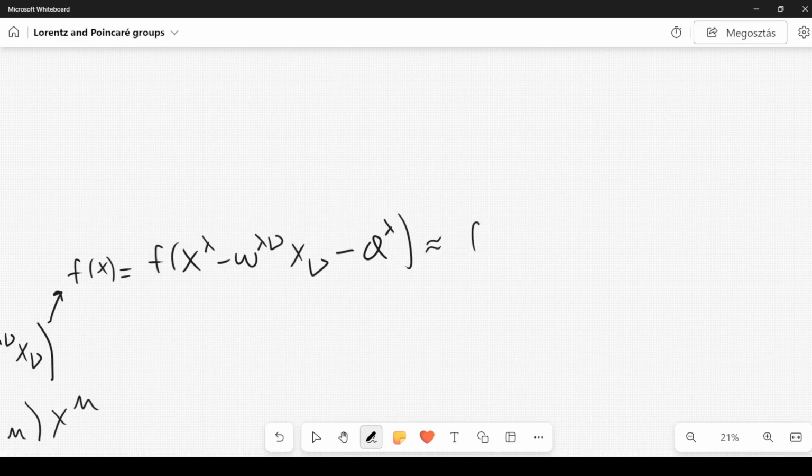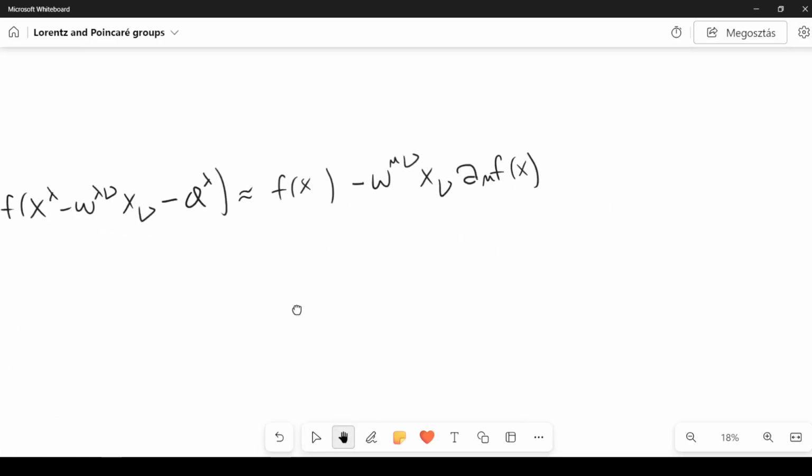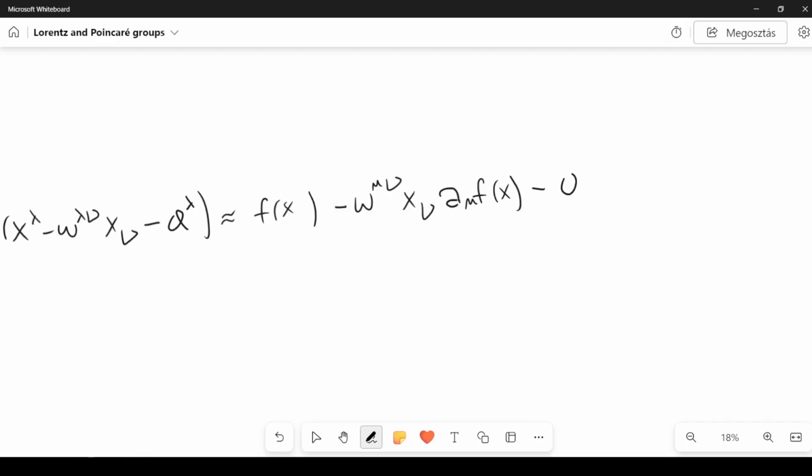So this is approximately equal to f of x lambda minus omega lambda nu x nu. And then we have the derivative with respect to the coordinate lambda here, f calculated at x lambda or x, let's just call it x to avoid any confusion. So let's remove this. And instead of calling it lambda, we can call it mu, like this. And then we have something like this, minus a mu derivative with respect to x mu of f of x, like this.